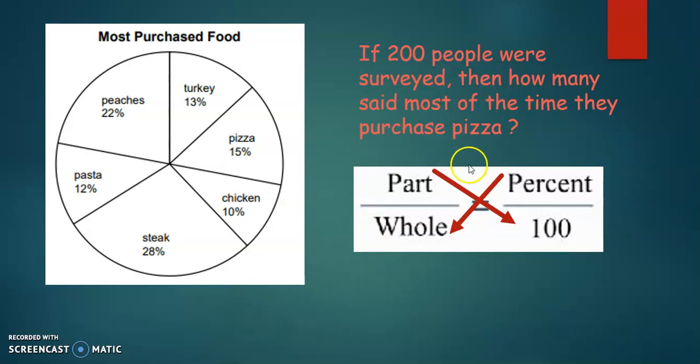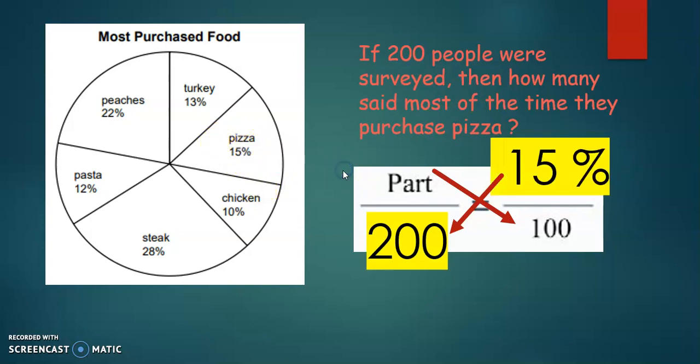So step 1, we need to figure out what is our whole. What is the total amount of people that were surveyed? It tells us in the question 200 people were surveyed. So in that place I would put 200. 200 is our whole. Then what percentage are we looking at? If we want to know purchase pizza, we go to pizza on the graph and we see it's 15. So we have 15% over 100 equals part over 200. Do we know what that part is?